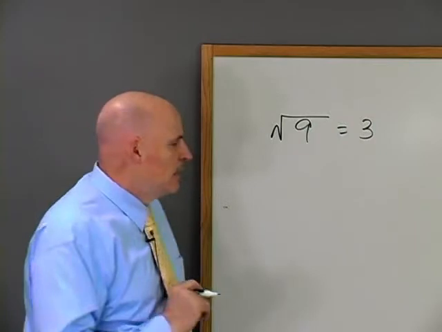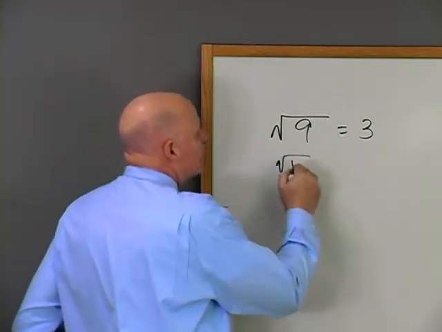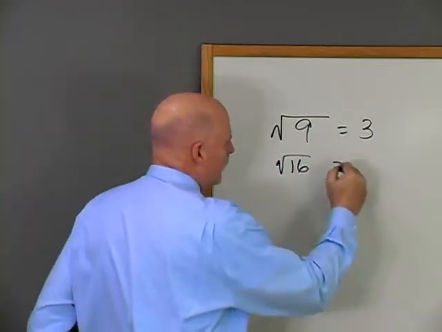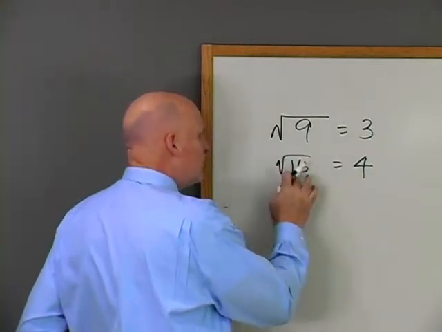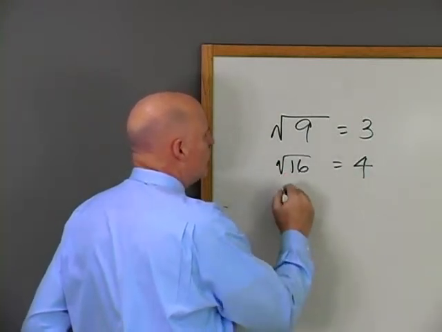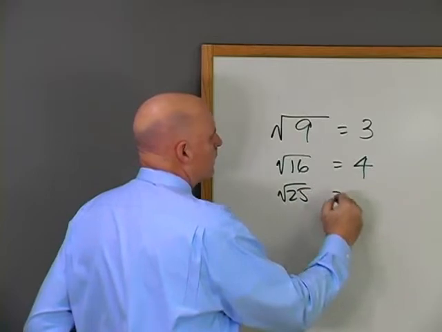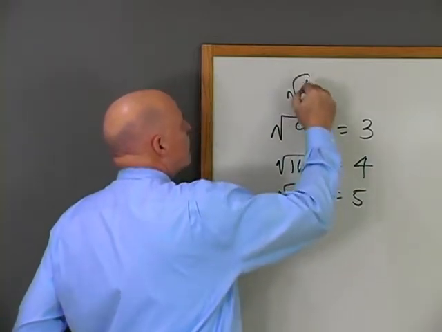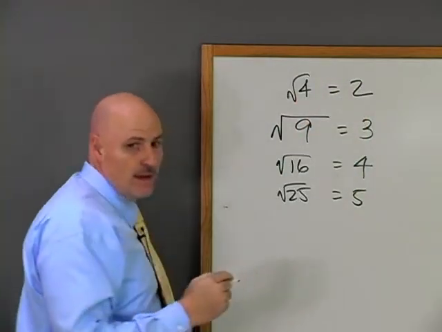All right? So what would be the square root of 16? 4. Very good, 4. Or what times itself will give you 16, 4. Square root of 25? Square root of 4? 2, right?